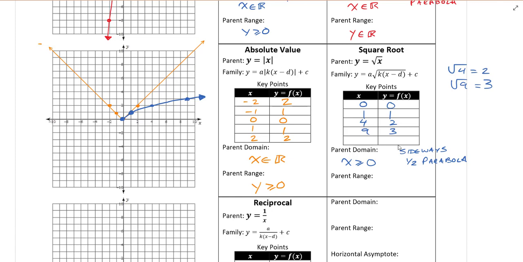Well, what about the y-coordinates? Let's inspect our graph. If we take a look at the graph, the lowest our y's go is 0, and then it goes up forever, right? So the lowest they go is 0, and they go up forever, so the y's also start out being greater than or equal to 0.